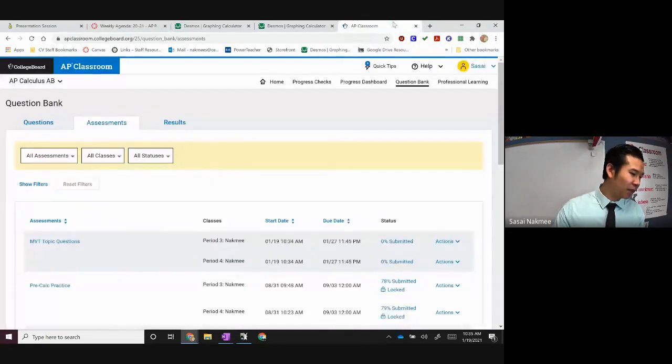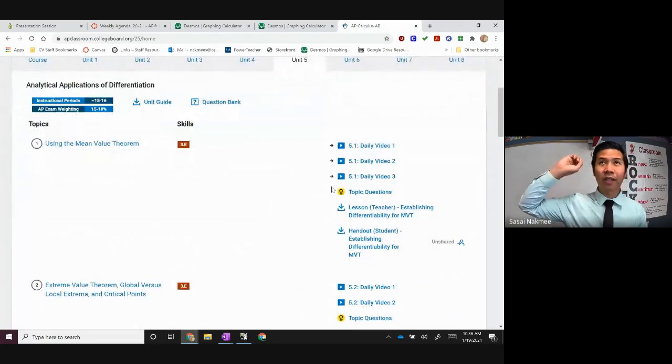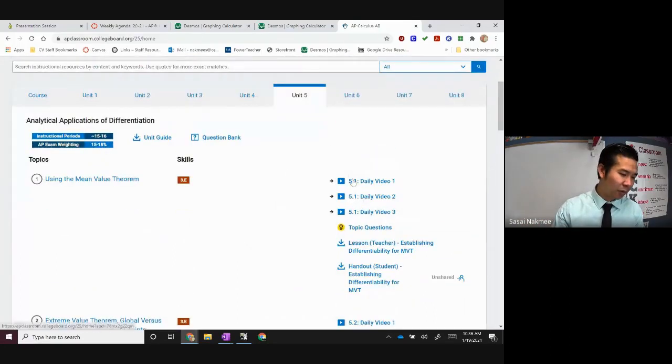If you go onto your AP Classroom, though, you should be able to see what's already been assigned. So I have the little arrows here. For you guys, it will be a to-do list pretty much for you to see. 5.1 videos. It's just basically the mean value theorem. Okay, so that's that one right there. And I think that's it, guys. That's going to be it for today.